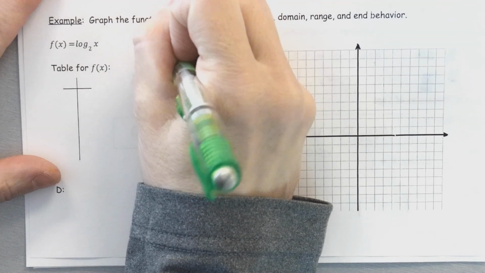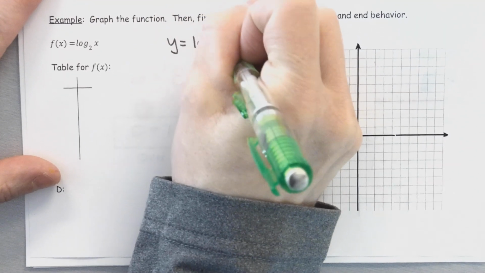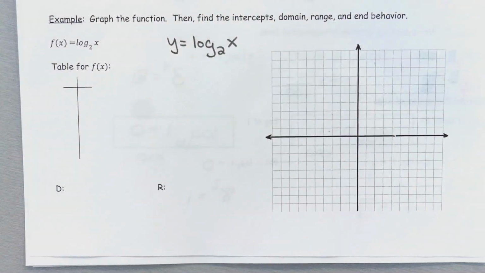Okay, so the first thing I'm going to do is rewrite this. This is the same as y equals log to the base 2 of x. F of x and y, same thing. F of x is your fancy function notation. Now I want to graph this, but do you see how it's in that logarithm form, and are we super comfortable with that yet? Not really, right? So what I'm going to do is switch it.